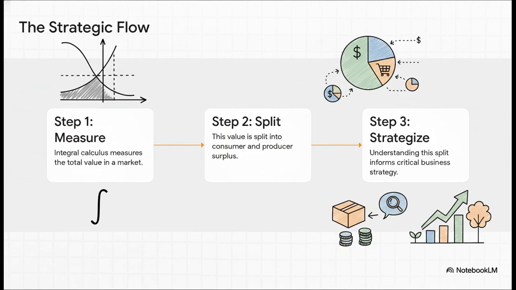The strategic process here is really simple, but it's also incredibly powerful. Step 1, you use the math, the calculus, to measure the size of the total value pie. Step 2, you understand how that pie is getting sliced up between your customers and your company. And step 3, well, this is where you earn your paycheck. You strategize. Knowing the size of that pie and how it's being cut gives you a massive advantage when you're deciding how to price your products, who to market to, and where to invest your money.